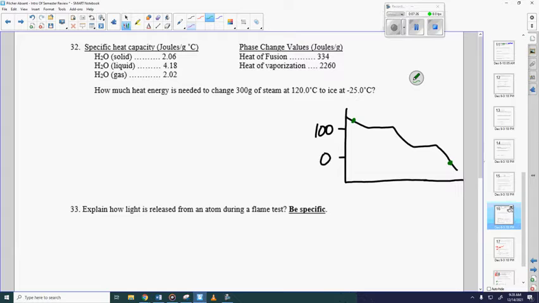So how many Qs do I need? I need 1, 2, 3, 4, 5. You will not always have to calculate 5 Qs. Maybe it's only 3 Qs, 2 Qs, 4 Qs. But 5 is the max.